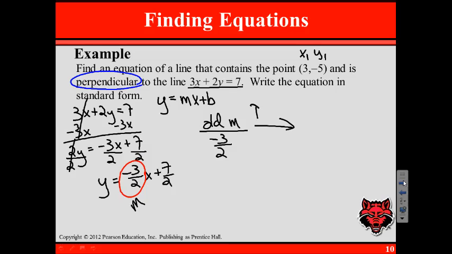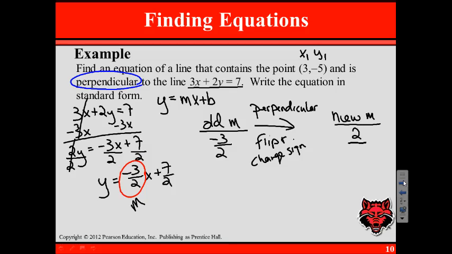But remember, our slope needs to be perpendicular to this. And to find a perpendicular slope, we have to flip and change the sign. So if we do that, our new m, the slope that we're actually going to use, if we flip negative 3 over 2, it becomes 2 over 3. And instead of a negative, we will have a positive slope. So our slope is 2 over 3. Our x1, y1 is 3, negative 5. Let's go to the next slide and use that information.